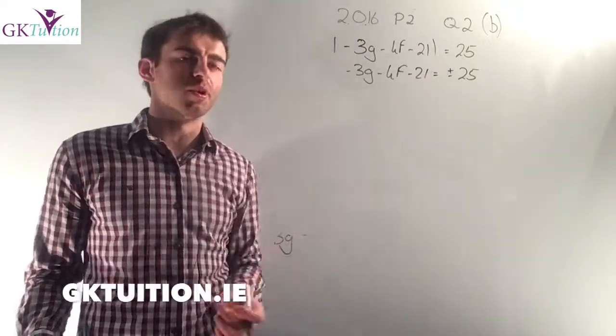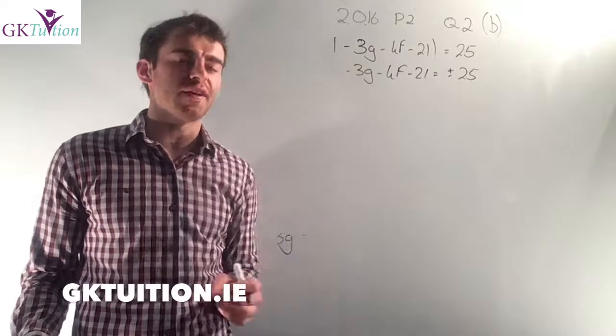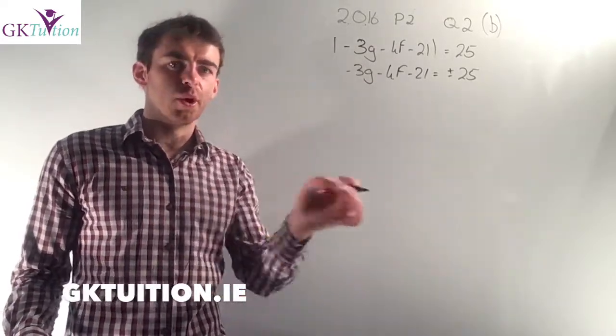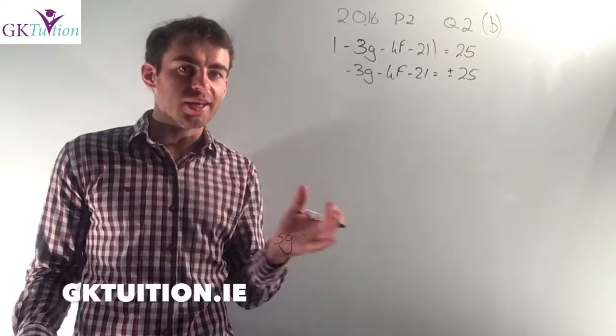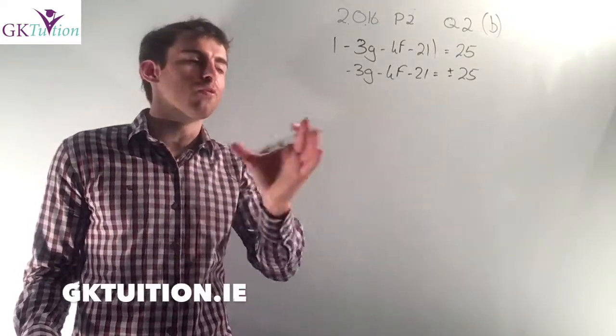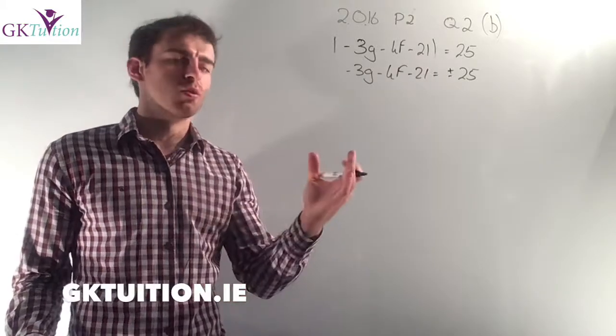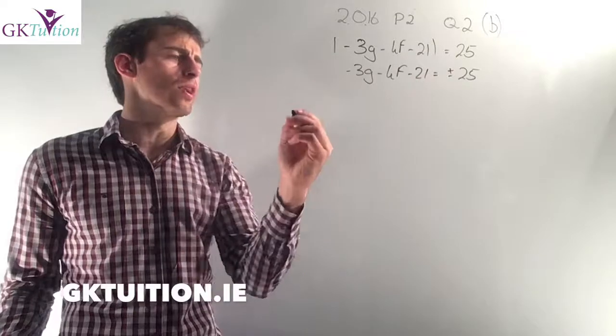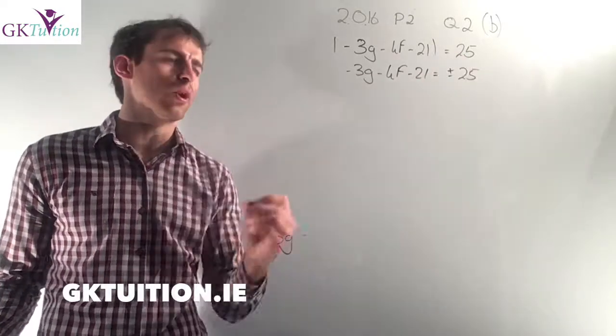If I take this as a plus, I'm going to get a certain value for g and f. If I take it as a minus, I'm going to get a different value. So in this video, I'm going to do both different methods, both equally as accurate. Because they only asked me for one, it doesn't matter which you did. So the one I'm going to do first is I'm going to take this as a plus. So let's say I took the right hand side as plus 25.